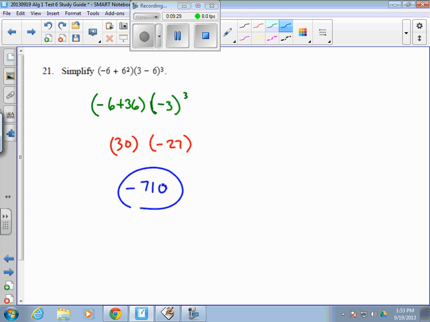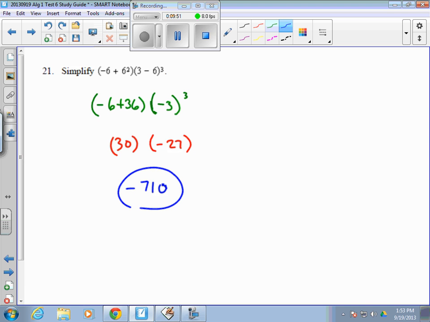Number 21 says simplify negative 6 plus 6 squared times 3 minus 6 cubed. So do what's inside that first set of parentheses first. Negative 6 plus 6 squared. So we got to do 6 squared first. Negative 6 plus 6 times 6 is 36. And then do what's in the second set of parentheses. 3 minus 6 is negative 3.